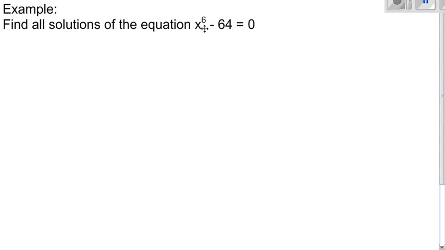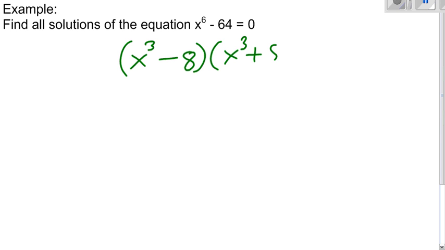So here's an x to the sixth. It means that there should be 6 factors, 6 zeros. So let's start by factoring. This is a difference of squares. So it's x to the third squared and 8 squared. So x to the third minus 8, and then x to the third plus 8.